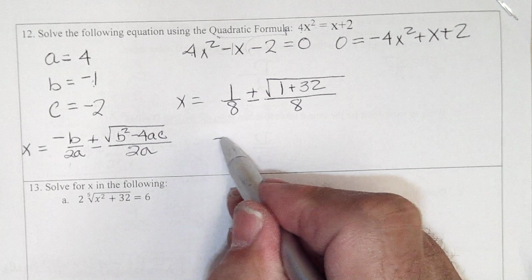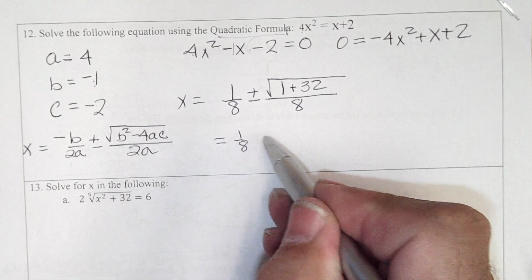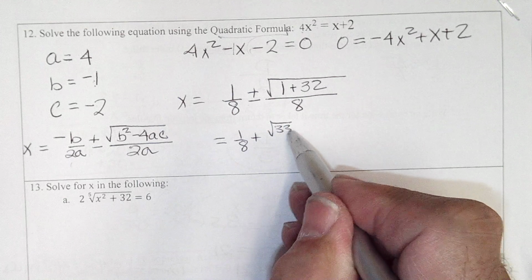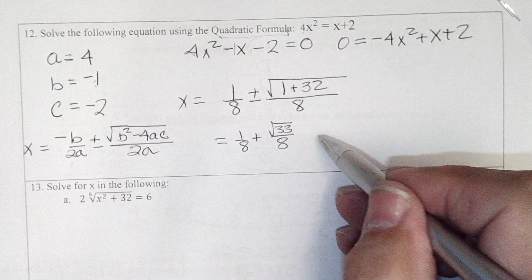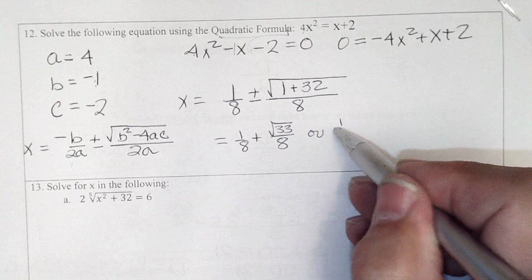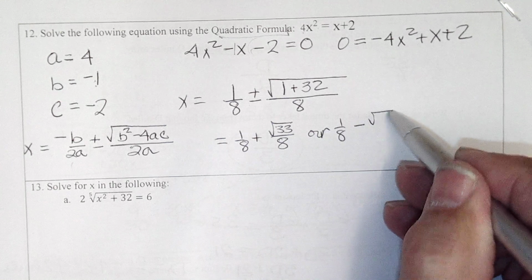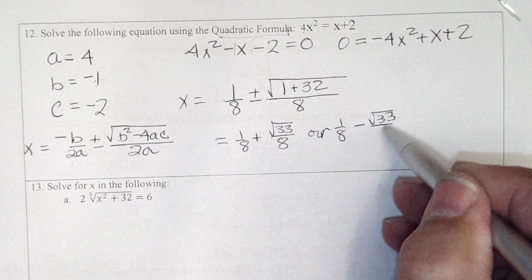Now you could have written this as 1/8 plus the square root of 33 over 8, or 1/8 minus the square root of 33 over 8.